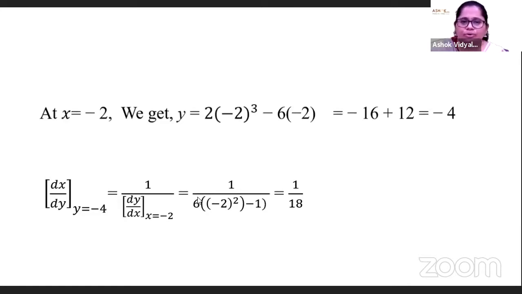This is equal to 1 upon 6 times minus 2 raised to 2 minus 1, and calculating this term we get 1 upon 18. This is the slope, dx by dy at y is equal to minus 4, and this is the slope of the function. Now students, we stop here and you solve the examples on this theorem. Try to solve the examples. Okay, thank you.